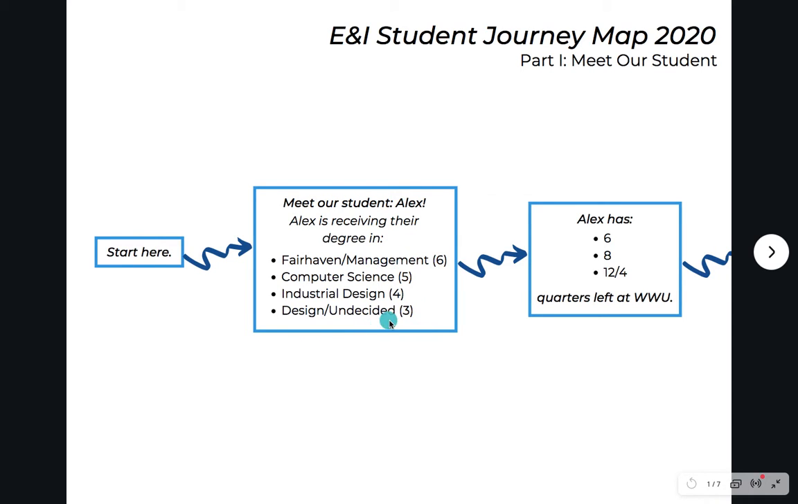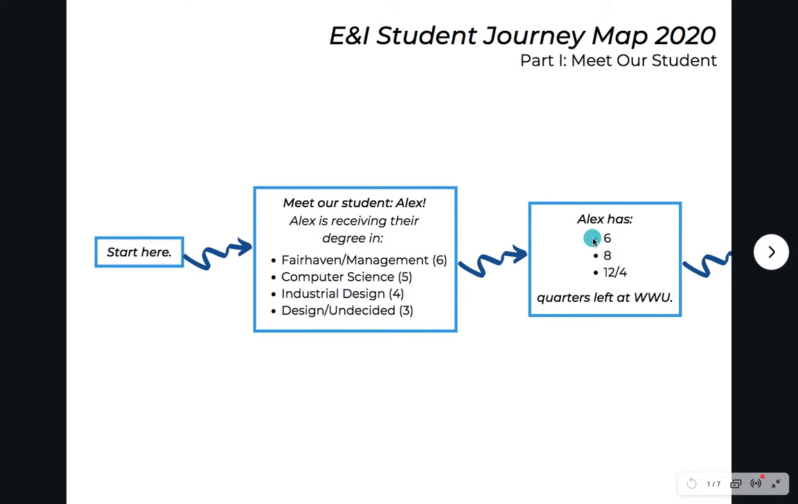And from most to least. And if there's a slash, it means something is tied. So this builds our understanding that most of our students are either Fairhaven management students, computer science, ID, or design or undecided. All right, on to the next point.